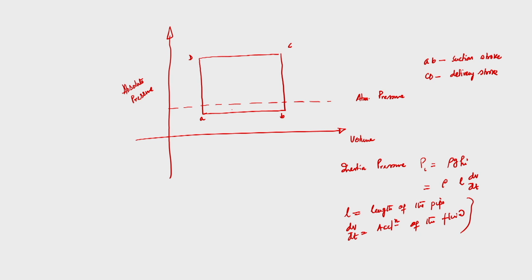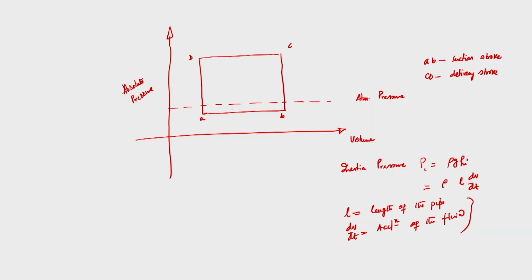So we need to know, because of this deceleration and acceleration, what will be the inertial effect, the inertia pressure, whether there will be a rise in pressure or a fall in pressure. So we have calculated inertial pressure P is equal to rho g Hi, where rho is the density of the liquid, L is the length of the pipe, and dV/dt is the acceleration of fluid.